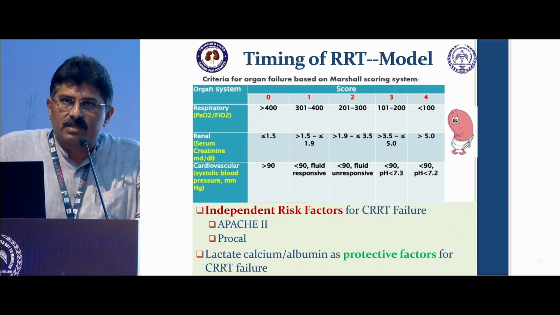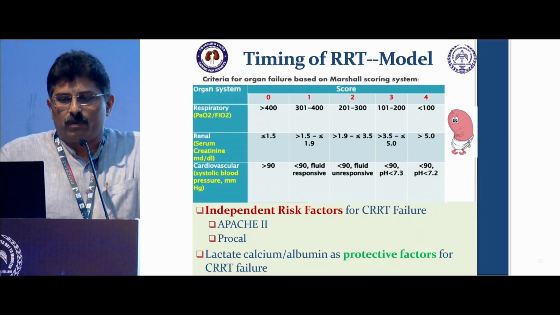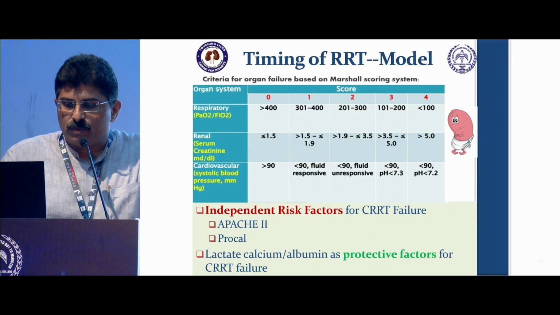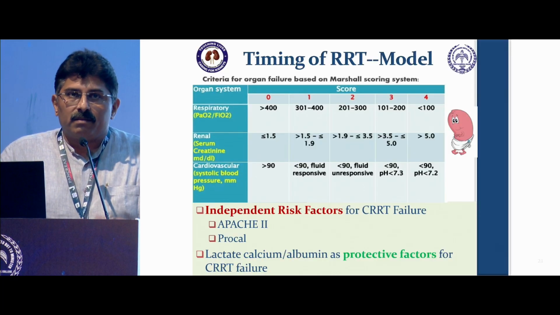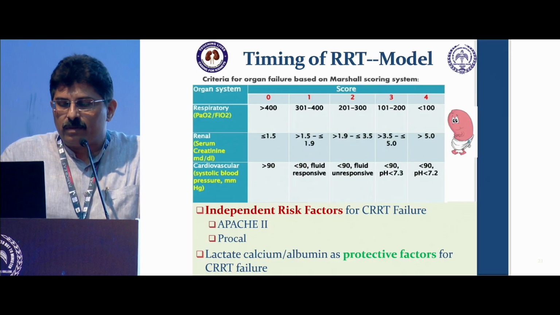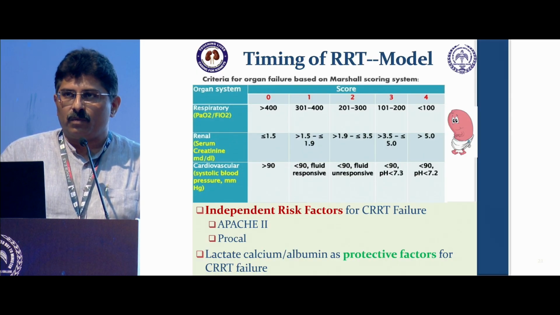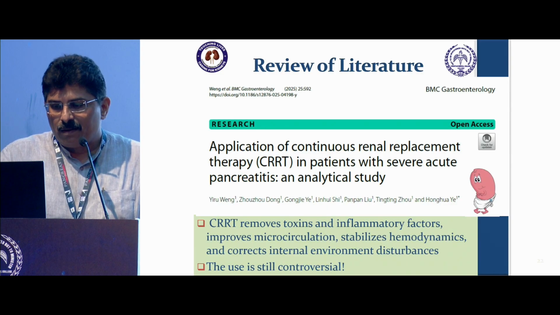And the independent risk factors for the CRRT failure was actually a rising procalcitonin, the worsening of an Apache-2 scoring, and the lactate or the calcium albumin ratios were shown as protective factors to say the CRRT will not be beneficial.